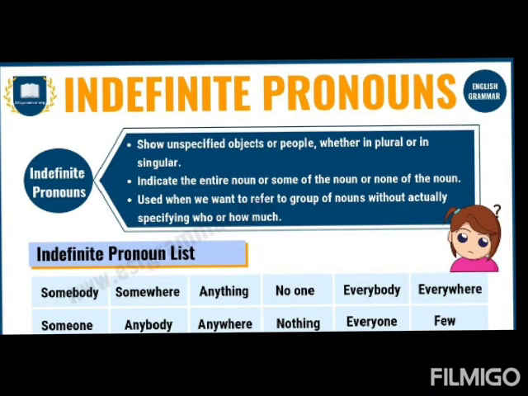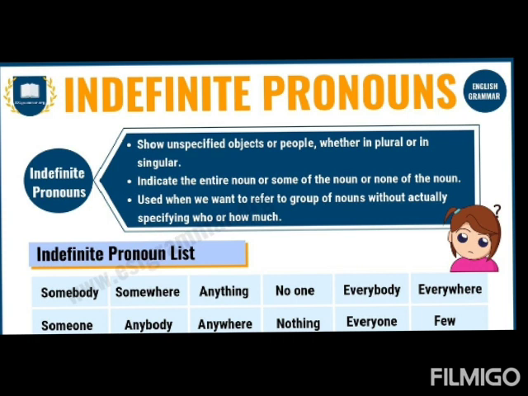Now let's move into another category of pronoun, indefinite pronoun. If we do not want to indicate an exact person, place or thing, we can use an indefinite pronoun. Examples of indefinite pronouns are anybody, anyone, nobody, every, all, some, etc.